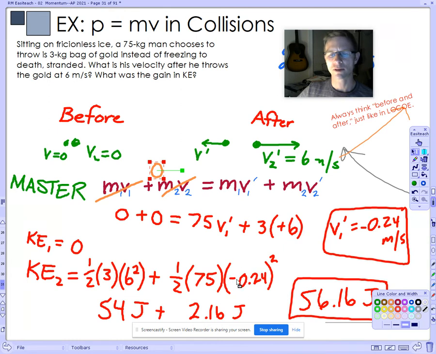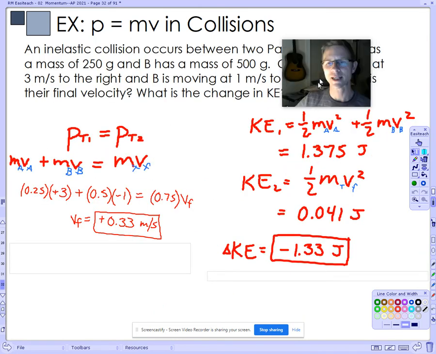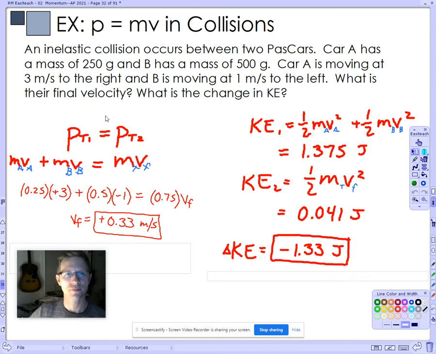Also notice that kinetic energy is always going to come out positive. It's a scalar quantity. It has no particular direction, unlike momentum. 56.16 is the total kinetic energy. That was therefore the gain in kinetic energy because the original was 0. May seem kind of weird that we gain kinetic energy, but we don't gain or lose any momentum. It's true though. Let's look at inelastic collisions.